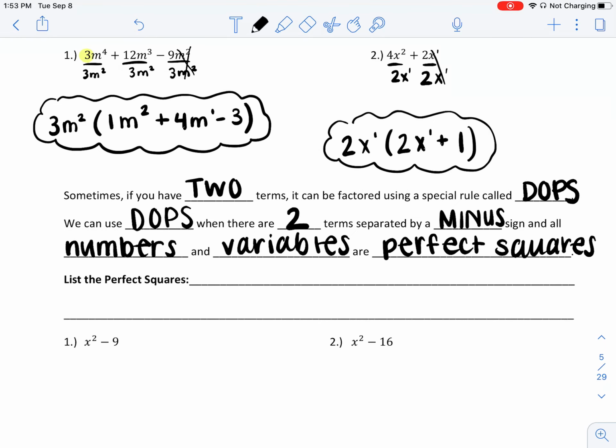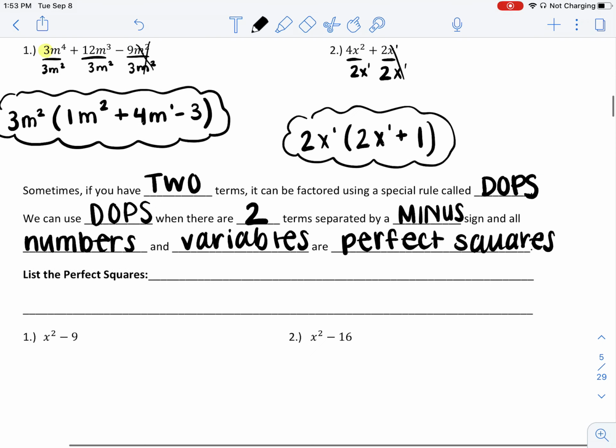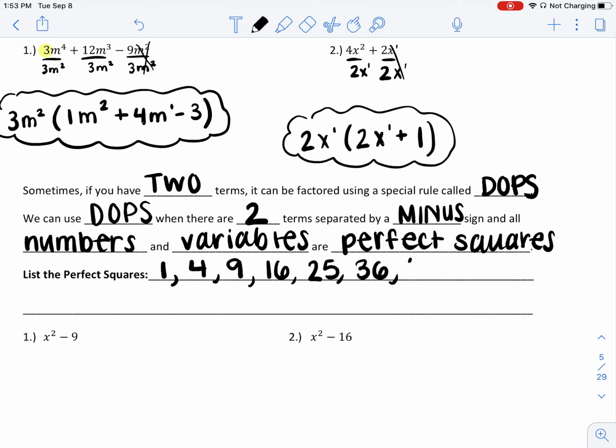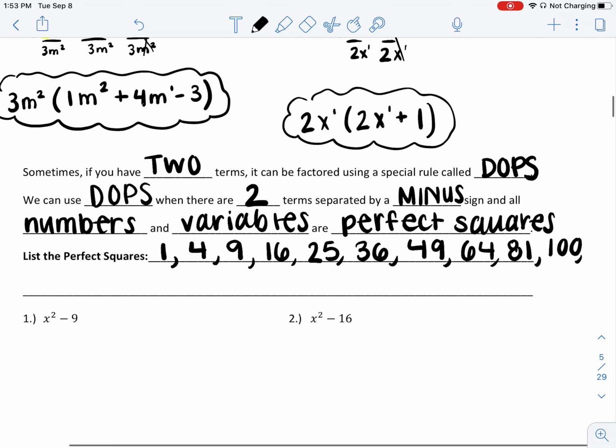So a perfect square is a number times itself. So I'm just going to list the first 12 perfect squares. So 1 times 1 is 1. 2 times 2 is 4. 3 times 3 is 9. 4 times 4 is 16, and so on. You just multiply the numbers by itself and you get all of your perfect squares. So like 7 times 7 is 49. 8 times 8 is 64. 9 times 9 is 81. 10 times 10 is 100. 11 times 11 is 121, and 12 times 12 is 144, and so on. It goes on forever.